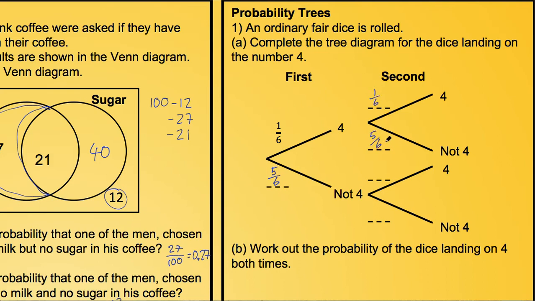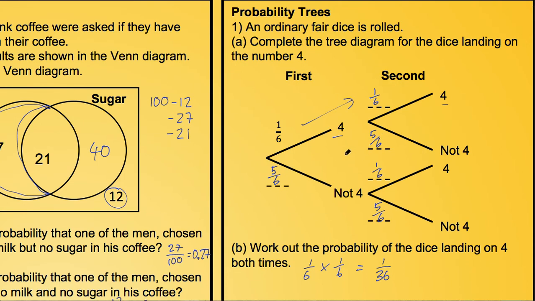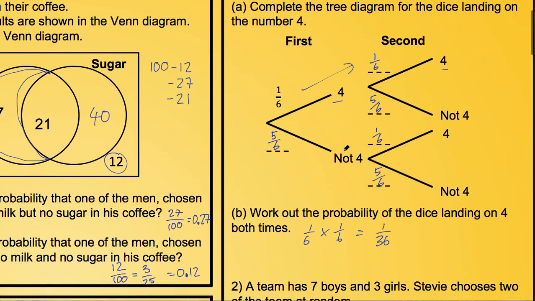1/6, 5/6, 1/6, 5/6. Work out the probability of the dice landing on 4 both times. We take this route where it lands on 4 and 4, and we multiply along the branches of any probability tree. So we've got 1/6 times 1/6. Probability of the dice landing on 4 both times is 1/36. I wouldn't convert that to a decimal because a decimal would be much more complicated than that fraction.